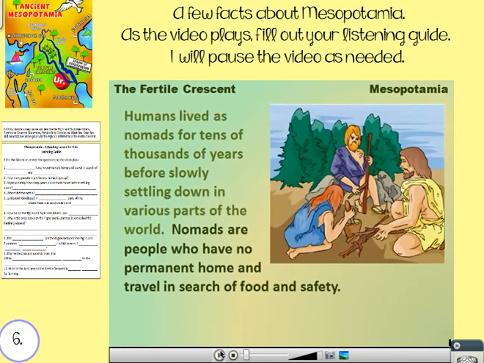Do you see anything that gives you an answer to the questions? Which one? It says, where did they settle? Various parts of the world. Olivia, do you see another one? Number 1. What goes in that blank? Nomads have no permanent home and travel in search of food and safety. Yep, there you go. So now you've got number 1, and you've got number 4. And also number 3. Do we have 3?